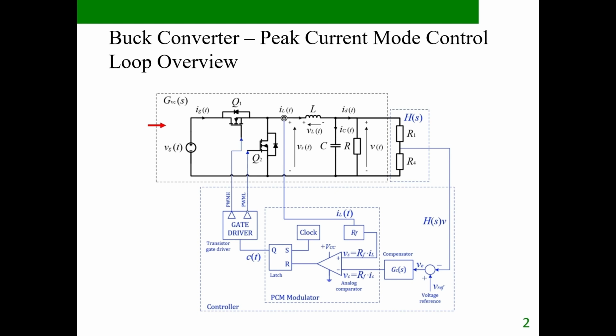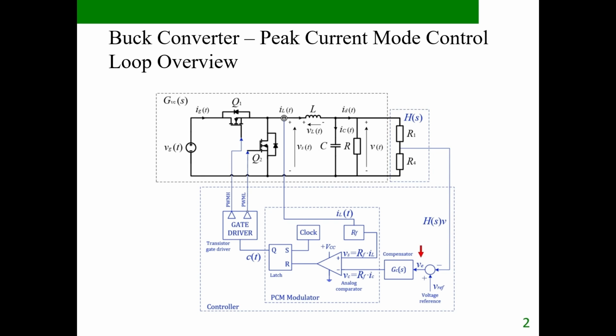The output voltage V of t is sensed using a simple resistor divider composed of R1 and R4. The divider is represented by the block H of S, which scales the output voltage down to a small internal feedback signal. This feedback voltage is compared with the reference voltage representing our desired output level. The difference between these two signals produces the error signal VE.